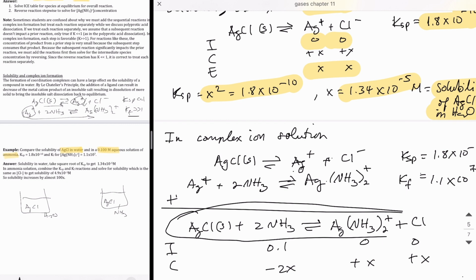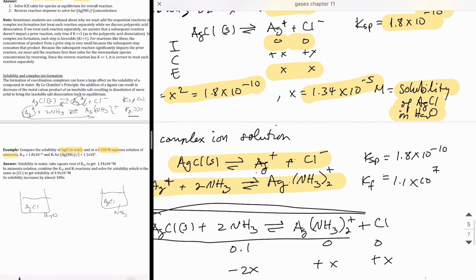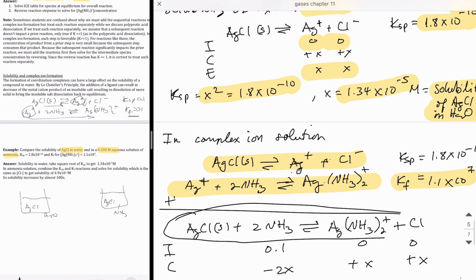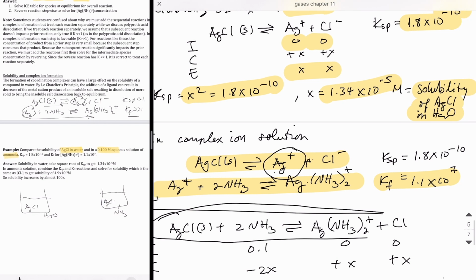So to calculate that, we're going to start again with the solubility equilibrium. Then we're going to add this second reaction, which is the formation of the complex ion. And the reason we write it this way is because, again, we know that second reaction has a large K. So it's going to consume the silver that's produced by the first reaction. And as a result, that's going to force the equilibrium to shift to the right.